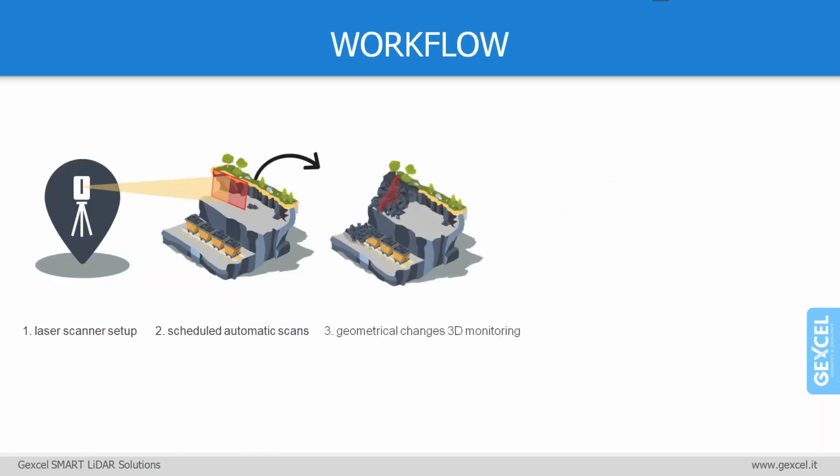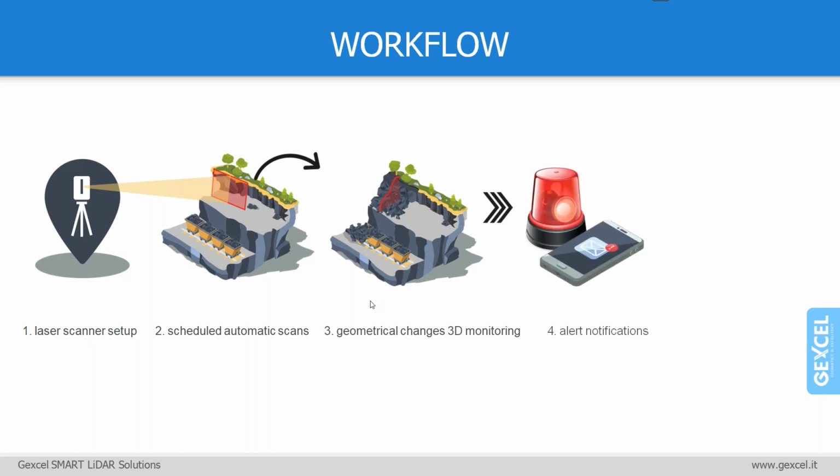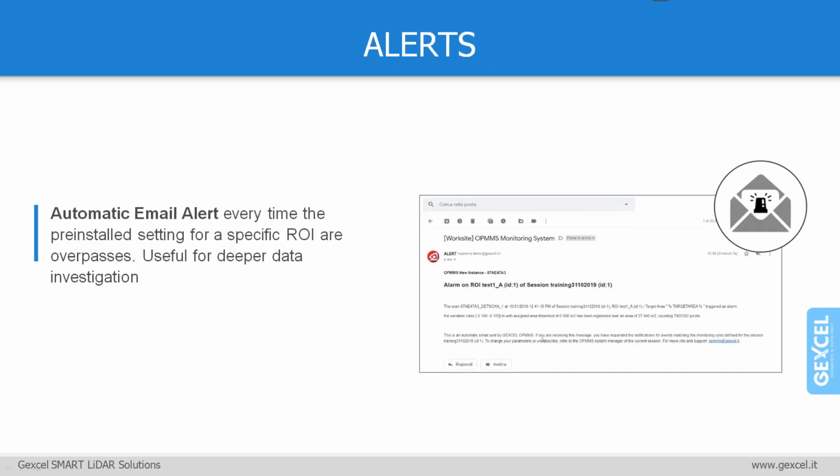Then, going back to the workflow, each acquisition of the same ROI is compared to the baseline scan. The movements across these multiple areas are detected, and if the threshold that we have set before is overtaken, automatic alert notifications are reported to the supervisor by email or by SMS, so that the supervisor, wherever he is, can always get the information about what is going on the site.